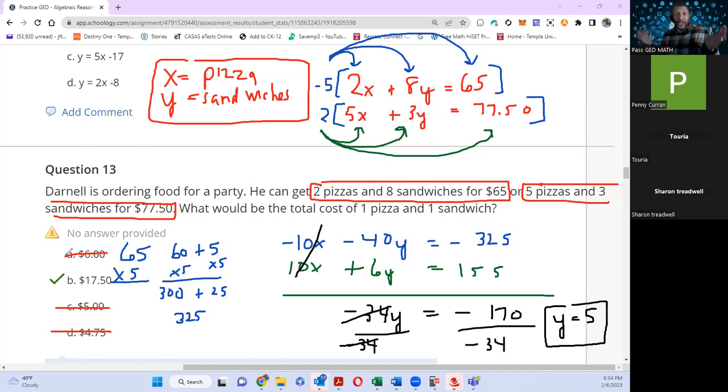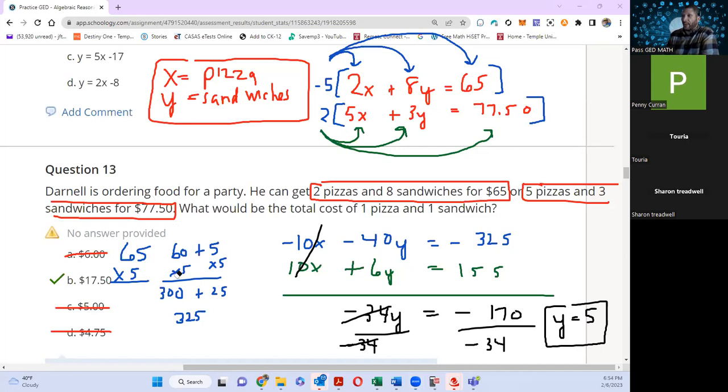Right here, we eliminated 3. You know it can't be $4.75 because the pizza sandwich costs $5. Both of them can't cost the same. So we know $4.75 and $5 are definitely out. And it doesn't make sense that a pizza is going to cost $1. No. But let's do it algebraically.